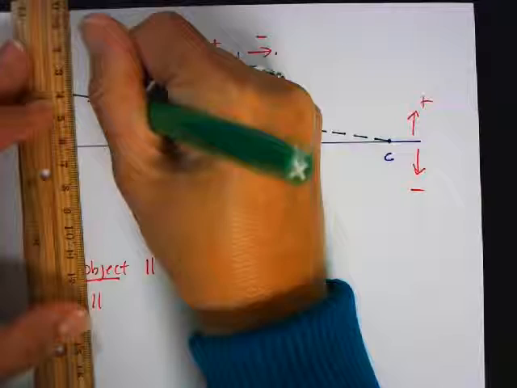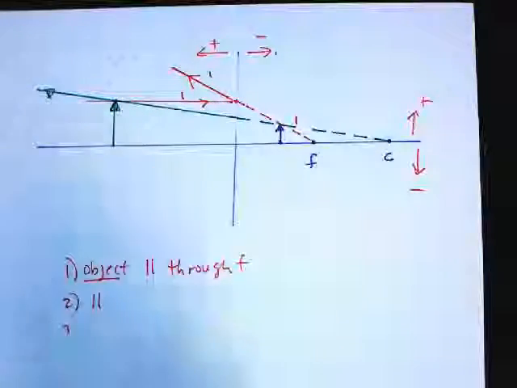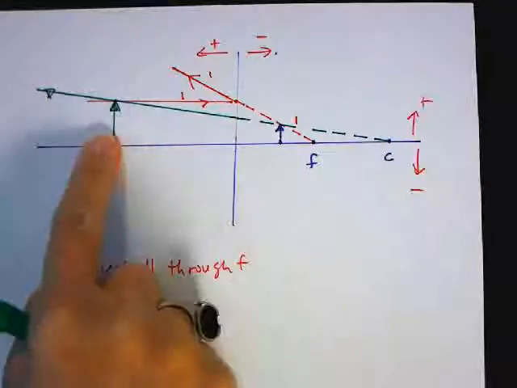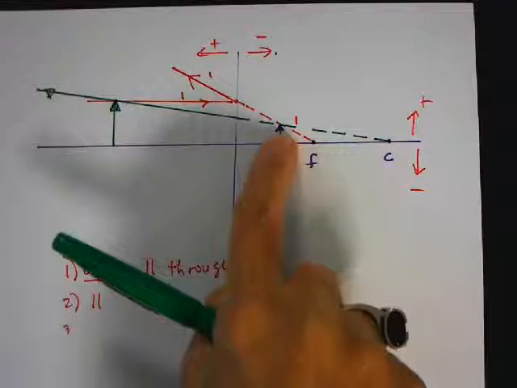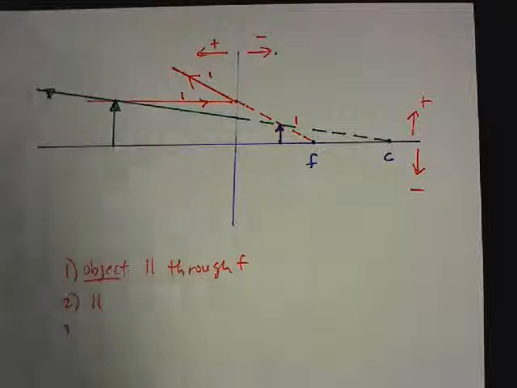Now remember, let's go back to how we learned rule number 1. From the top of the object, we went parallel and then back and forth through F. Rule number 3 was we go back and forth through C. So see how they crisscross there? So we're kind of doing the opposite. This was a difficult problem because it's the opposite. Usually they always give you the object, not the image. So this is probably the hardest ray diagram where you're kind of doing the opposite.